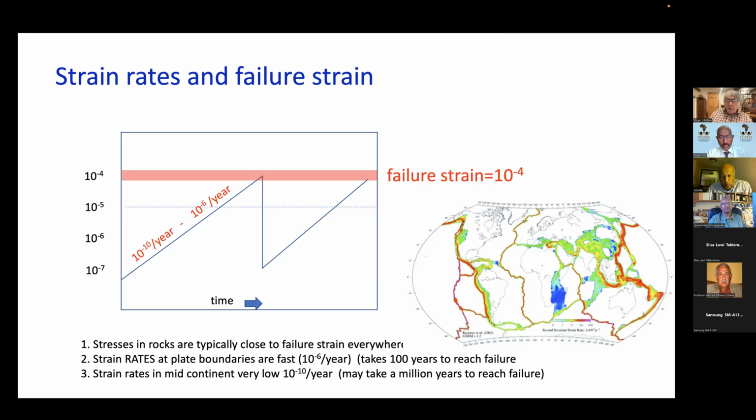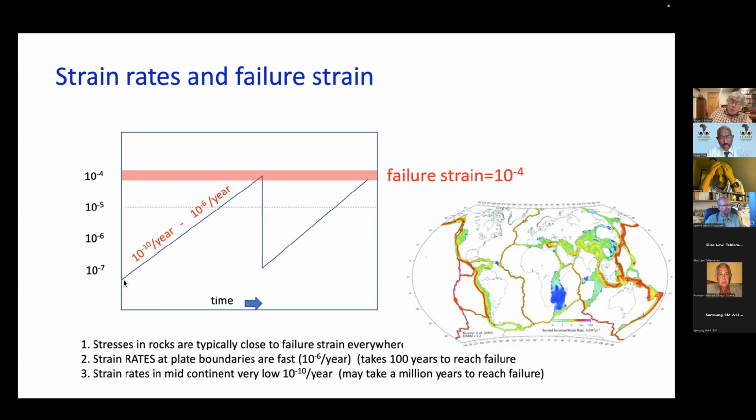Now, if you look at a world map of strain rates, in red are regions where strain rates are increasing, and in blue where strain rates are decreasing. And the more intense the color, of course, the faster the rate. So in this part of Africa, we have strain rates of the order of 10 to the minus 7 to 10 to the minus 6 per year. And they're tensile. In California, they are 10 to the minus 6 or 10 to the minus 7, and they're either in shear or in compression.